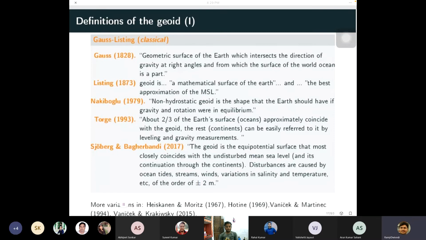These are the evolution of definitions of the geoid. Again, you must realize that there are two types of surfaces by which you can represent your Earth. One is called the reference ellipsoid, and the other is called the geoid. The reference ellipsoid is a mathematical surface defined by major axis and minor axis, trying to best fit an ellipsoid to the surface of Earth. Contrary to it, the geoid is an equipotential surface that most closely coincides with the undisturbed mean sea level, however, subject to variations.